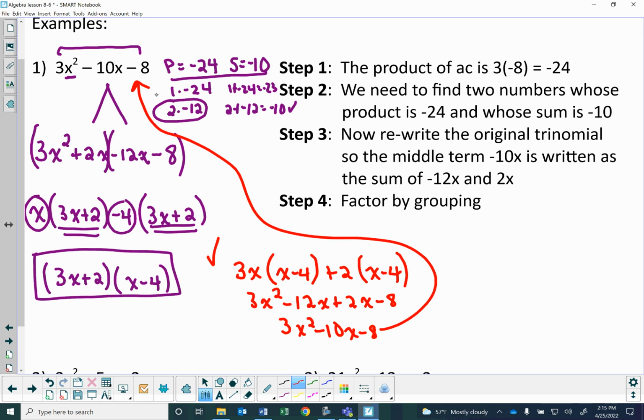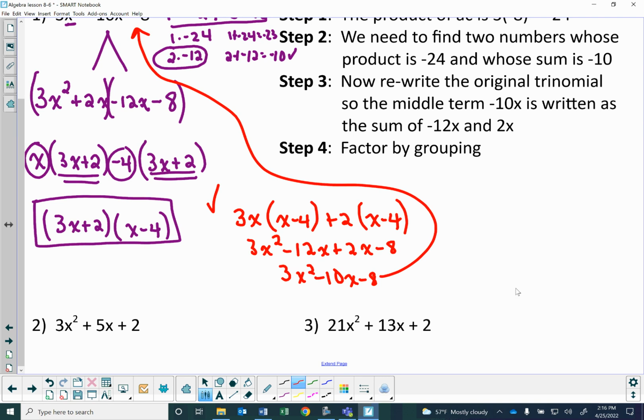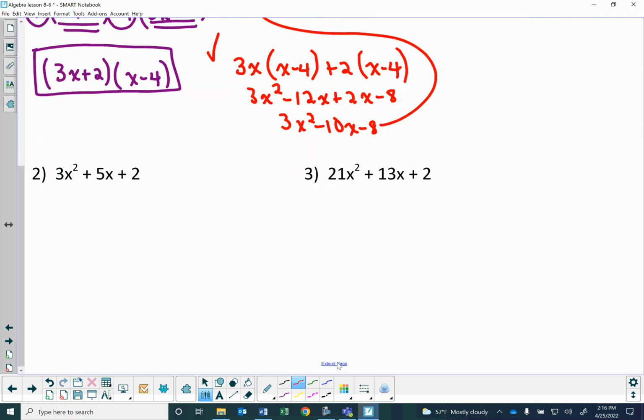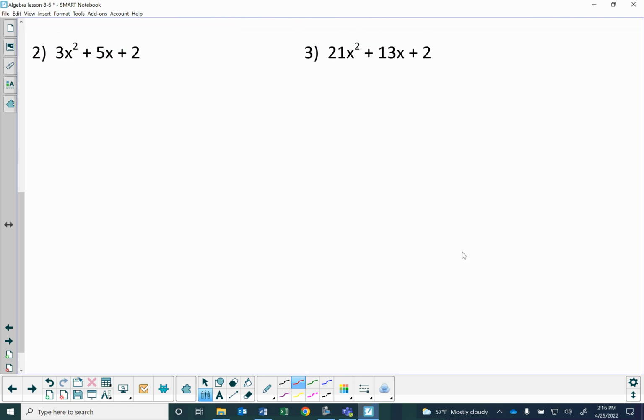This is a process. It takes a little time. Once you've memorized the process, it's not very hard to do. Okay? But it is a process, and you have to commit it to memory in order to do it. So let's take a look at a couple more examples. Let's take a look at 3x squared plus 5x plus 2.